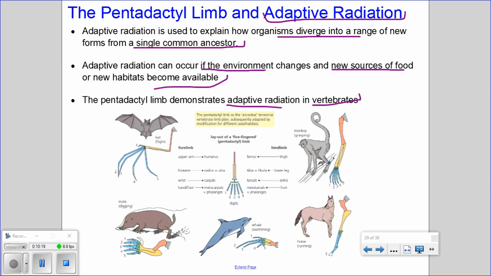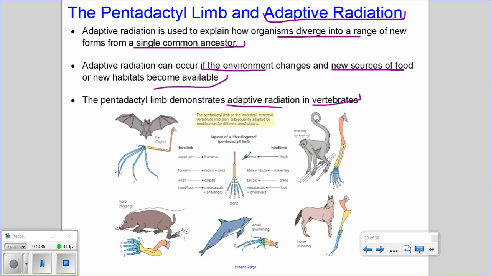For example, the pentadactyl limb in monkeys is used for grasping, whereas in horses, the pentadactyl limb is used for running. In dolphins and whales, their pentadactyl limb is used for swimming. In moles, for example, that pentadactyl limb is used for digging, and in bats, their pentadactyl limb is used for flight.